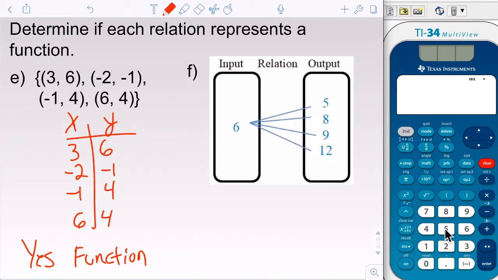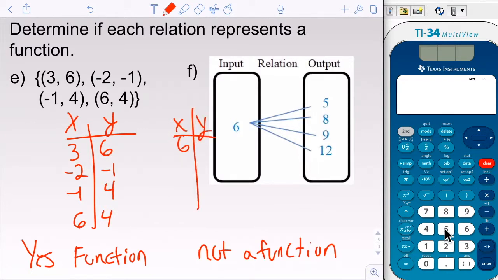The answer is, it is not a function. In fact, this fails the vertical line test everywhere. This table would look like this. Input of 6, output of 5. Input of 6, output of 8. Input of 6, 9, 6, 12.